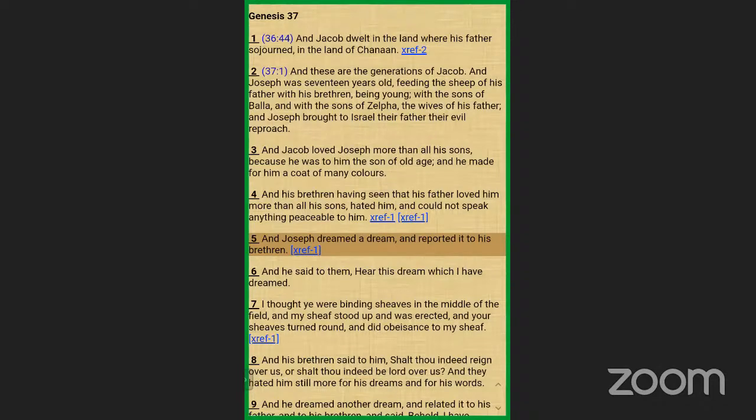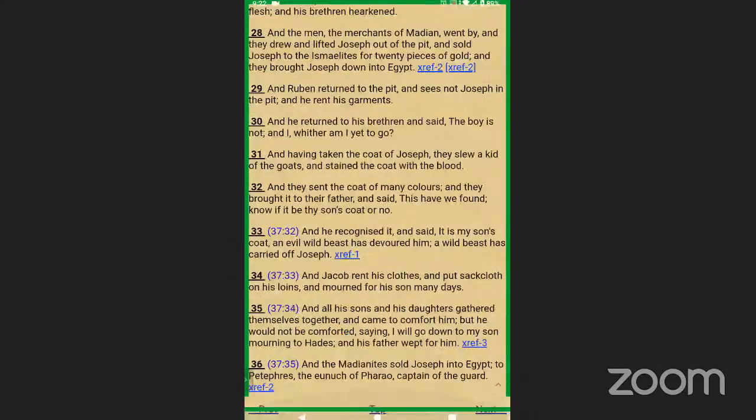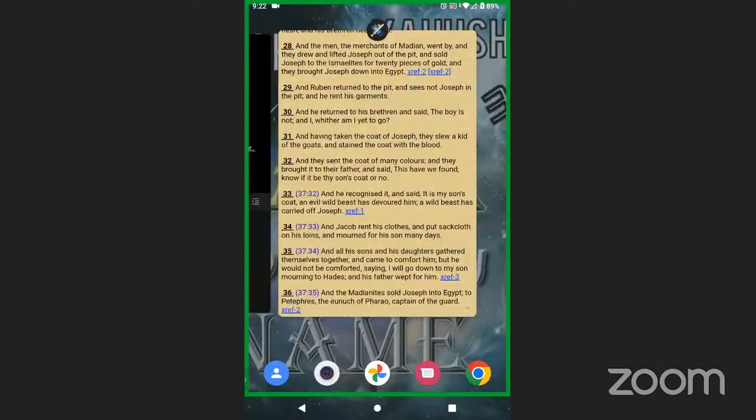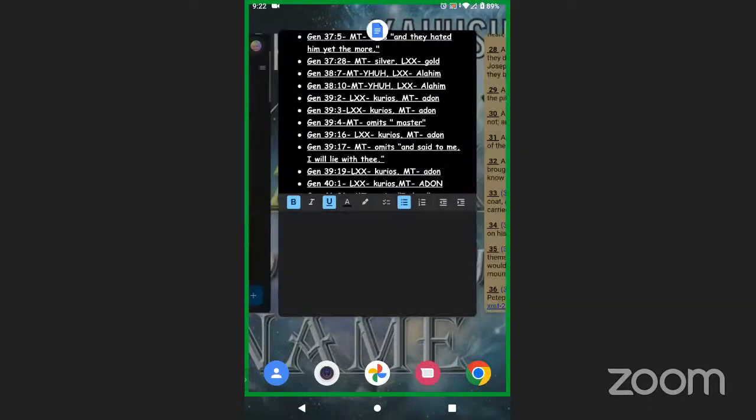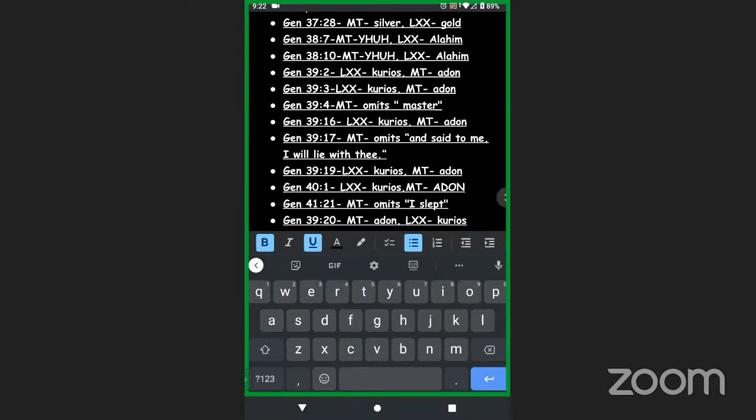So it seems like in their mind his brothers hated him more than maybe they really did. So I guess what they're trying to do is paint his brothers out to be more wicked than they really are. I don't know, but the Septuagint does not have that phrase, "They hated him even more." So anyway.